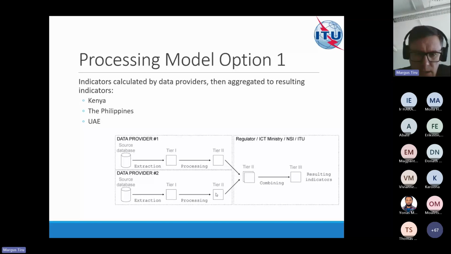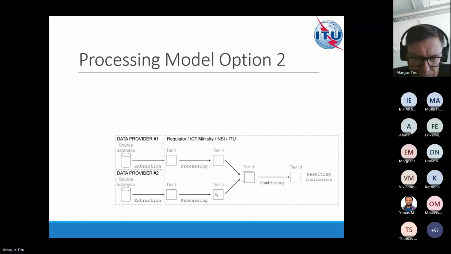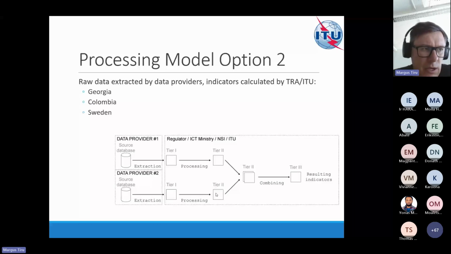The second option is where the data providers agreed, and there was a legal basis for actually extracting the raw data itself. It was pseudonymized data, not linked to specific people, but extracted anyway as microdata to ITU or the respective stakeholder.